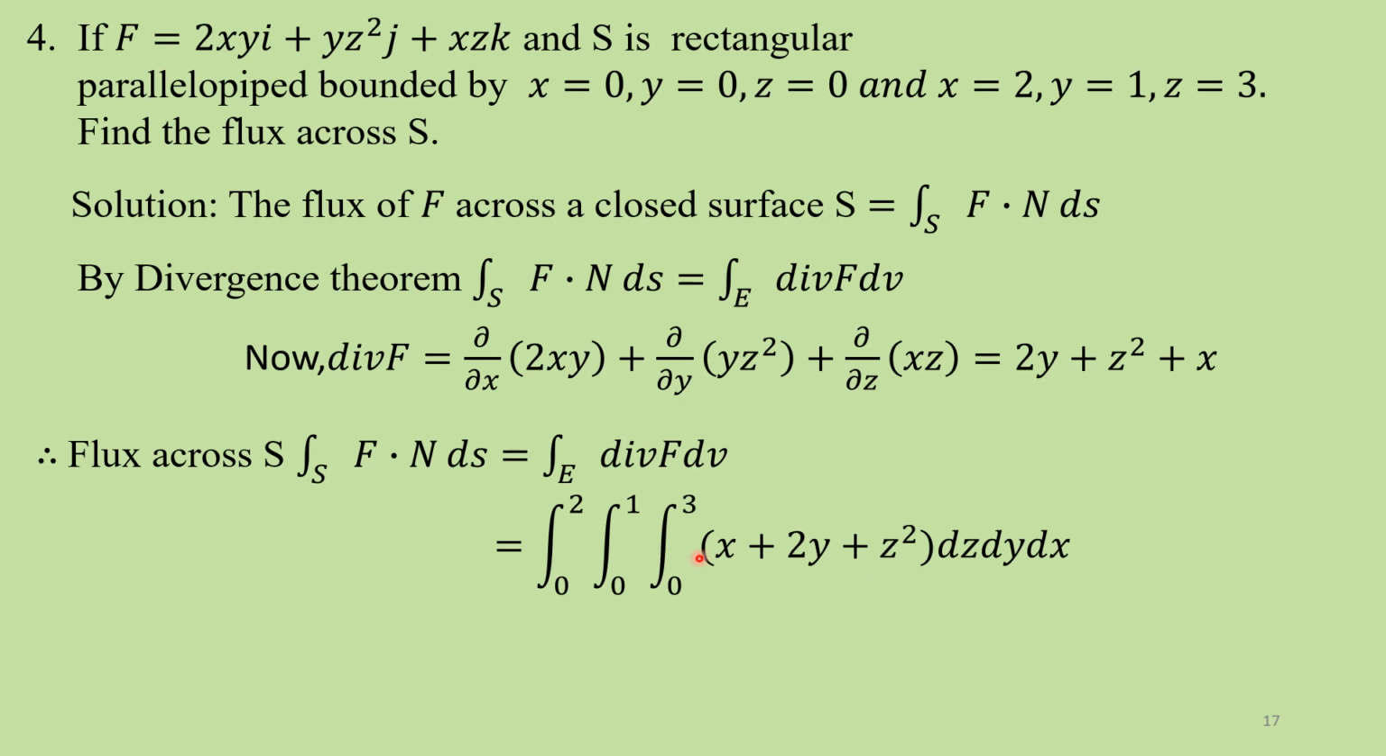The limit for z, we know that z varies from 0 to 3 here, y varies from 0 to 1, x varies from 0 to 2. Integrate with respect to z, then y, then x. While integrating with respect to z, x and y are constant, so we get xz plus 2yz plus z square integral, which is z cube by 3. Apply the limit 0 to 3. Upper limit 3 minus lower limit, which anyhow vanishes. So when z equal to 3, we get 3x plus 6y plus 27 by 3, that is 9.